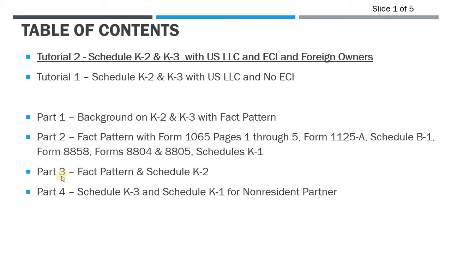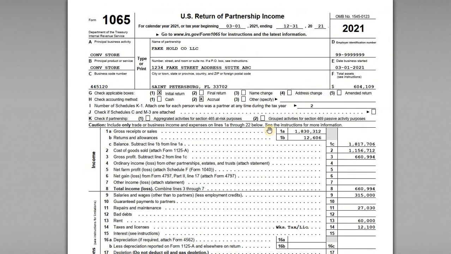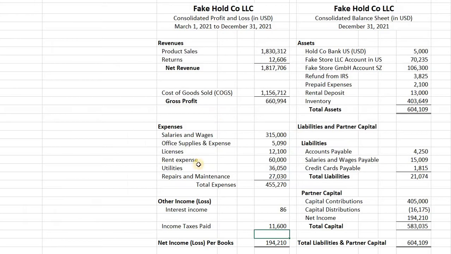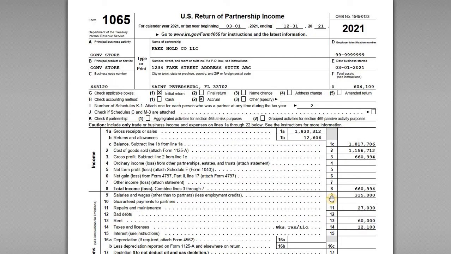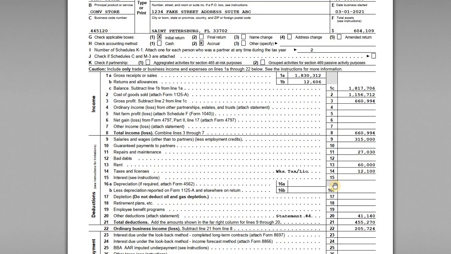All right, for the third video, we're going to take a closer look at the fact pattern and how these numbers actually make their way onto the K-2. So to start with, we're going to go back to page 1 of the 1065 and look at the consolidated and the individual financial statements for each of the subsidiaries.